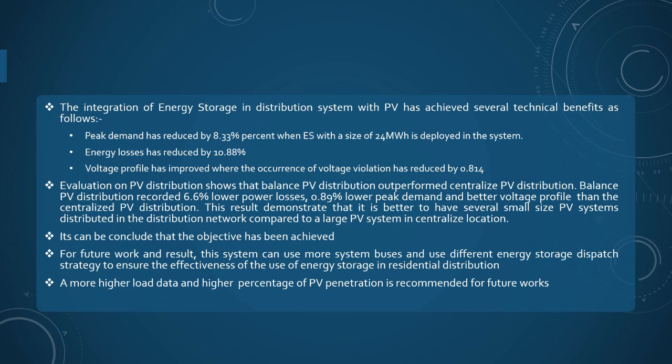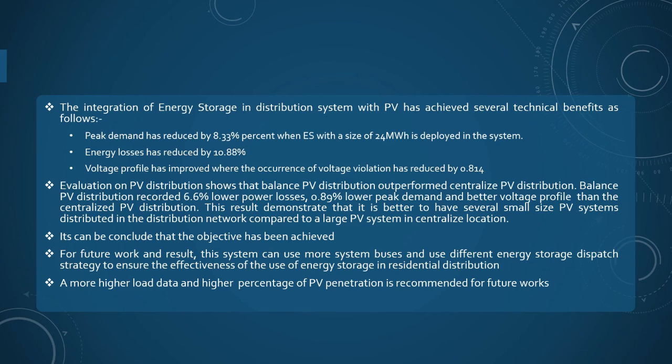The integration of energy storage in the distribution system with PV has achieved several technical benefits, as follows. The peak demand has been reduced by 8.33% when the ES with a size of 24 megawatt hour is deployed in the system. Also, the energy losses have been reduced by 10.88%, and the voltage profile has improved, where the occurrence of voltage violation has been reduced by 0.814.